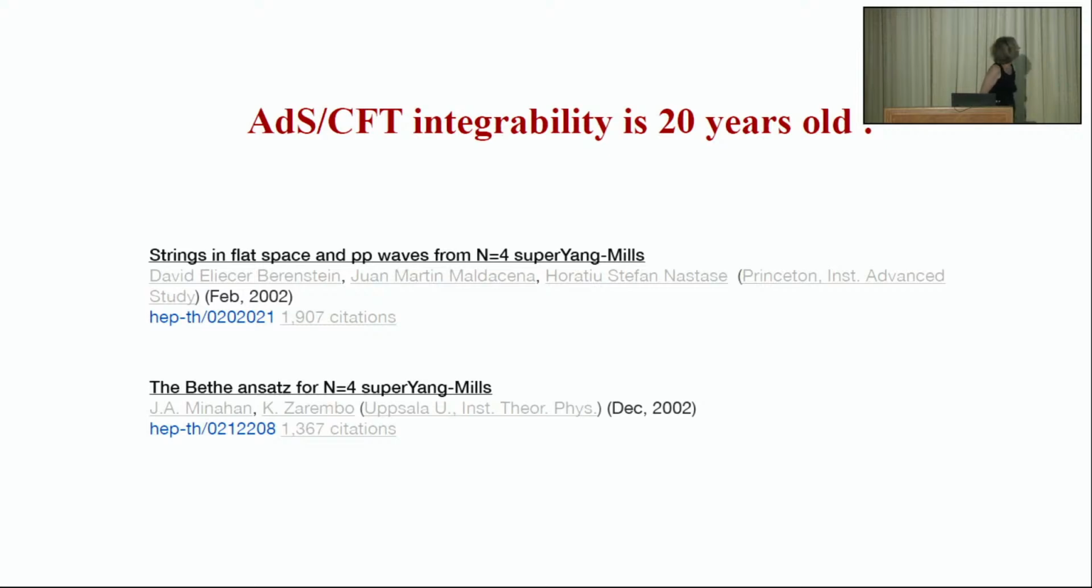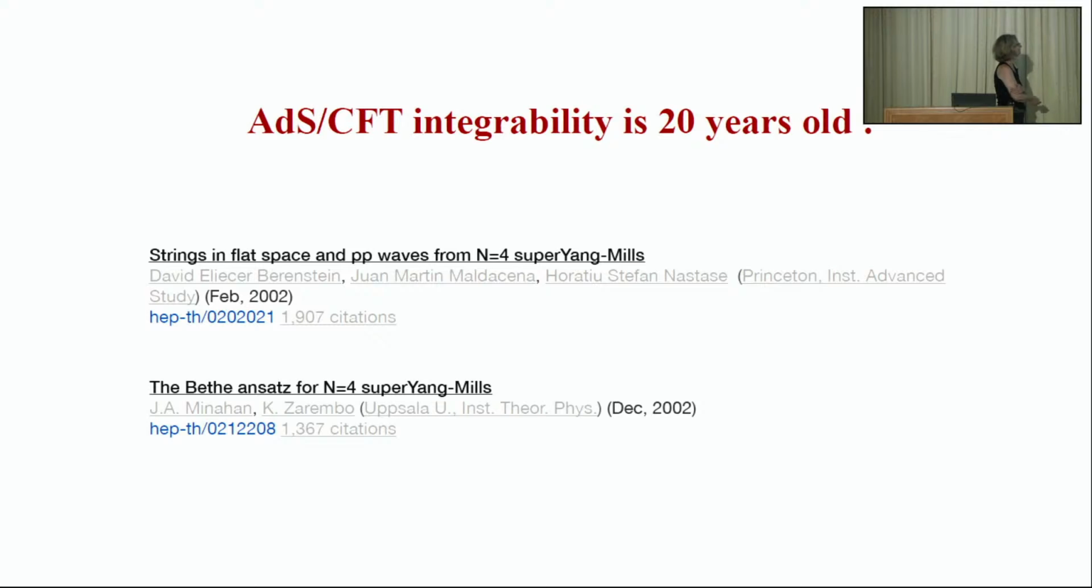My friends reminded me that the AdS/CFT integrability activity is already 20 years old. So in 2002, there were two founding papers. We had a controversy about which one had more impact on the activity, so you can contribute to the discussion. It looks like a competition between Princeton and Uppsala. So the activity is a venerable age for this community.